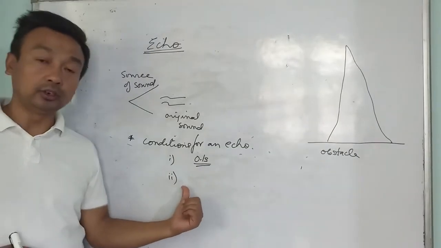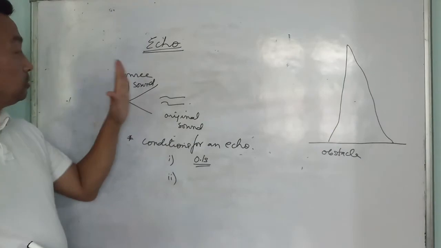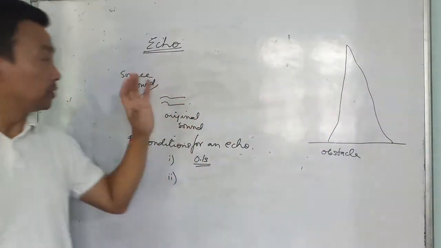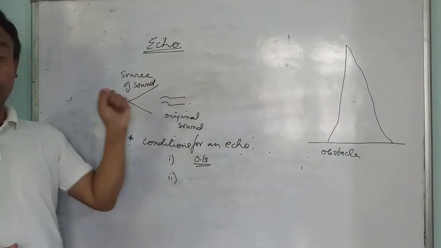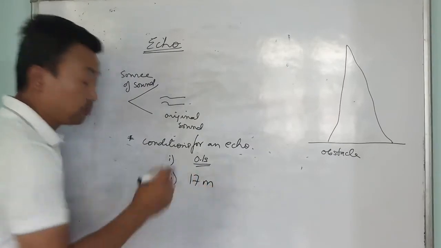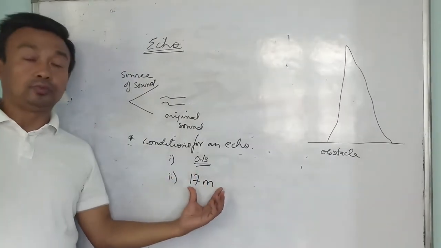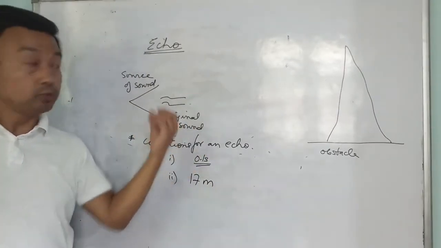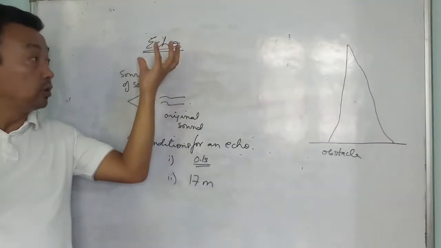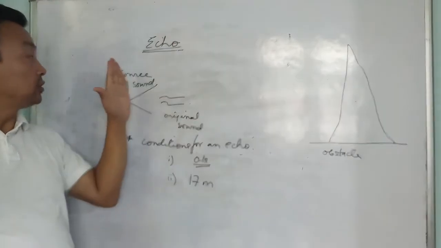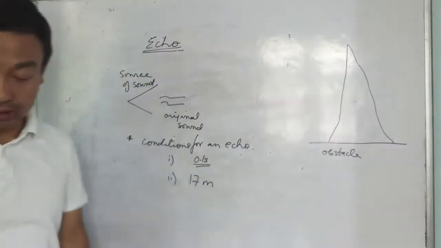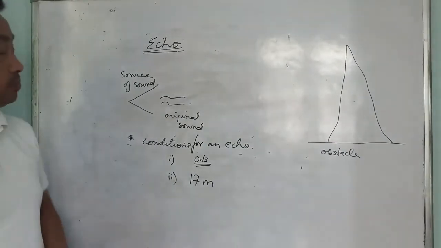The second condition is the minimum distance between the source of sound and the obstacle for the echo to be produced. The minimum distance should be 17 meters. Now we can find this out because we have a formula for echo also. From there we can find the distance between the source and the obstacle. So now I am going to derive that.